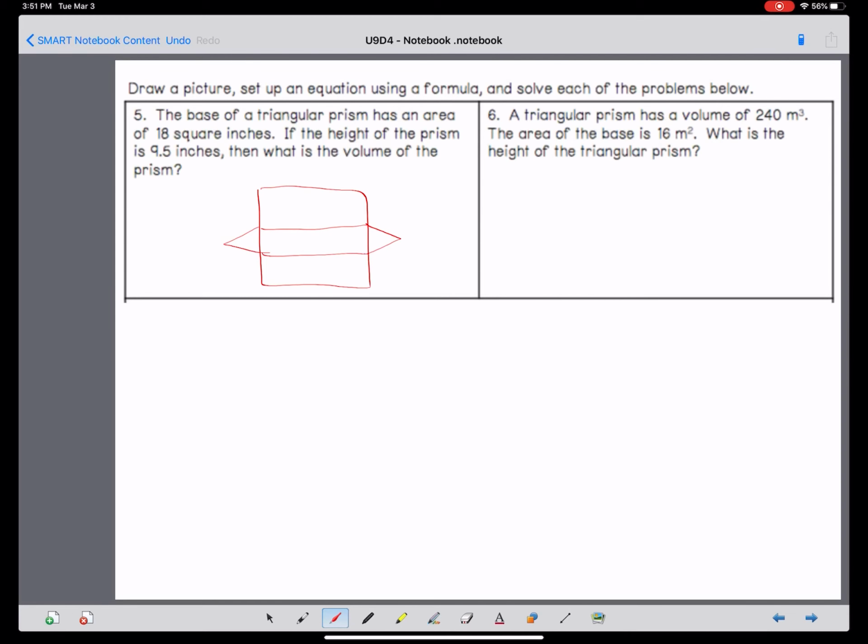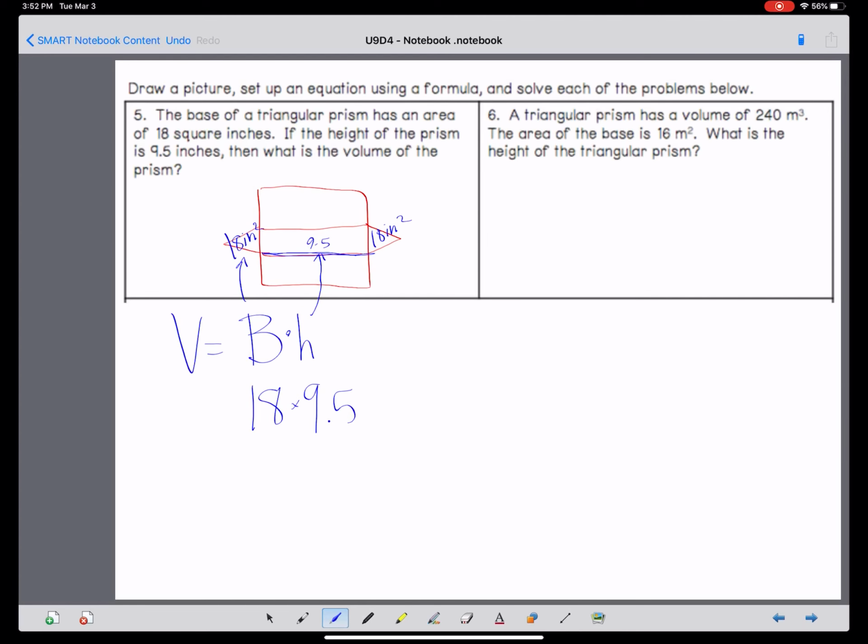The base of the triangular prism has an area of 18 square inches. So I think this is going to be 18 square inches, and I think this one is also going to be 18 square inches. If the height of the prism is 9.5 inches, so that's this right here, 9.5, then what is the volume of the prism? Well, remember, to get volume, we have to do the area of the base times the height. They already gave us the area of the base. They said it's 18. And then we just need to times by the height, which was 9.5. So let's just times by 9.5.